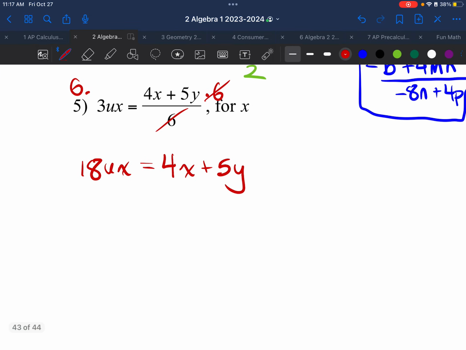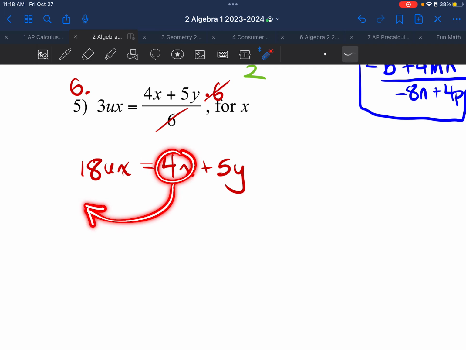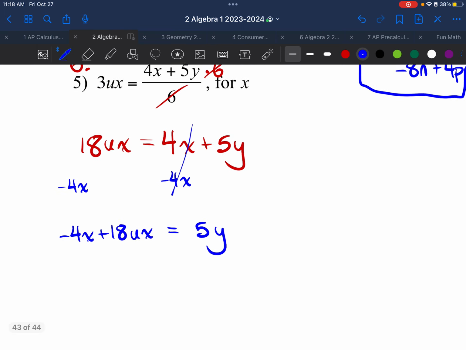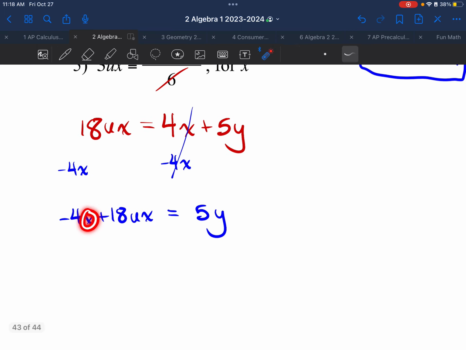So from here, I need to make sure that all my x terms are on one side. Notice I have an x term there and an x term there. They're on different sides. Let's move this 4x term over here to the left side by subtracting 4x. Subtract 4x, subtract 4x, and that leaves us with a negative 4x plus 18ux, and that's going to be equal to a 5y. Those crossed off. All right, I have all my x terms on one side, but the problem is I have 2 of these x terms.